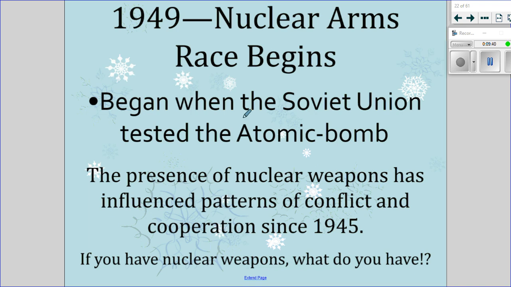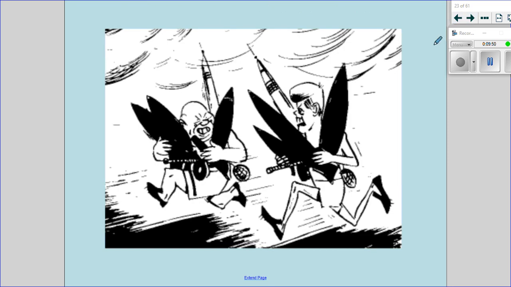So the presence of nuclear weapons has influenced conflicts since then. If you have nuclear weapons, what do you have? You have a deterrent. Nuclear weapons create a different sort of scenario. By the way, this is Kennedy and Khrushchev, whom we'll talk a little bit more about when we get to the Cuban Missile Crisis.